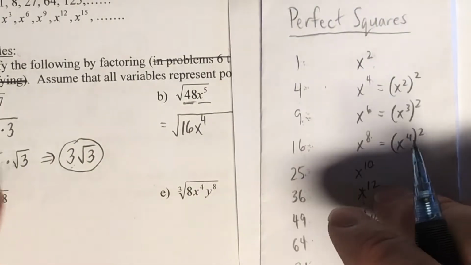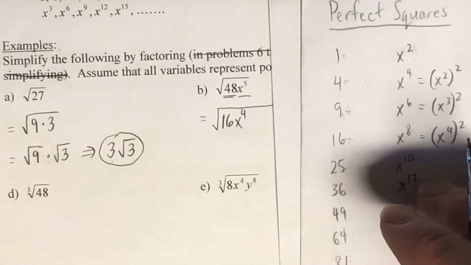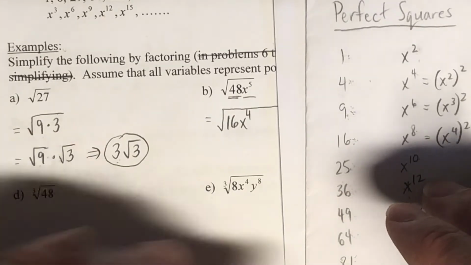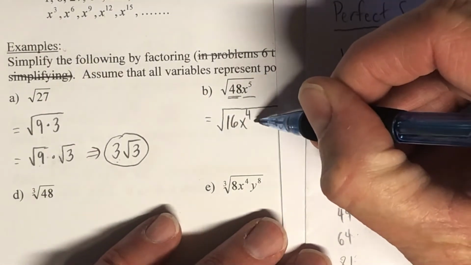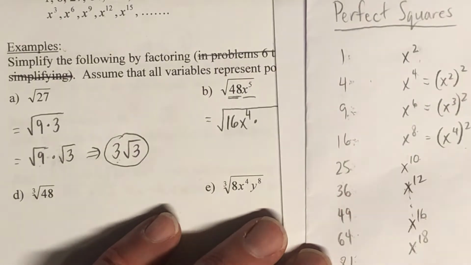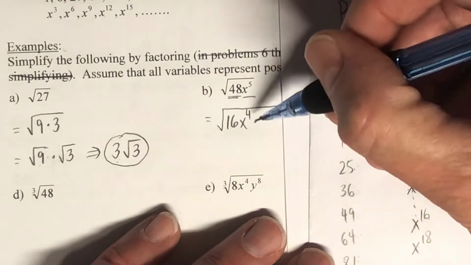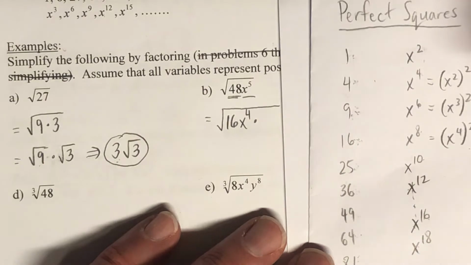Okay, now what you do is the same thing you did over here in the first problem, is you figure out what's being multiplied by 16x to the 4th in order to still be equal to 48x to the 5th.